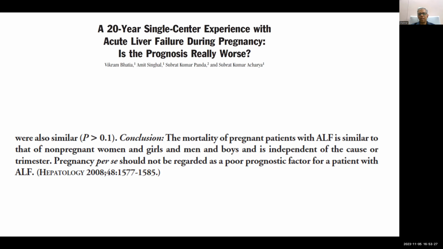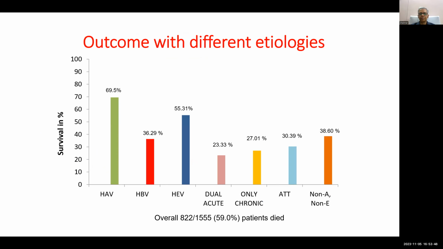Coming to a word about pregnancy, there is some data that suggests that pregnant patients with HEV have more severe disease. But overall, pregnancy is not a poor prognostic factor in patients with acute liver failure. And usually such pregnant women would present in the second and third trimester.